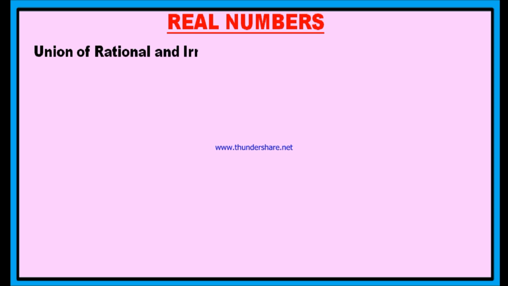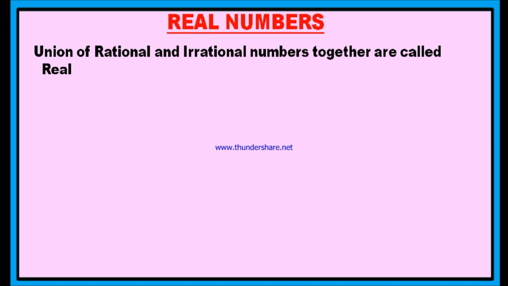What are called real numbers? A real number is nothing but a union of rational and irrational numbers. If we join rational and irrational numbers together, then they are called real numbers. Means the union of rational numbers and irrational numbers together are called real numbers. A real number is nothing but the union of rational numbers and irrational numbers. Q union Q dash is the set of real numbers, or Q union S is the set of real numbers.